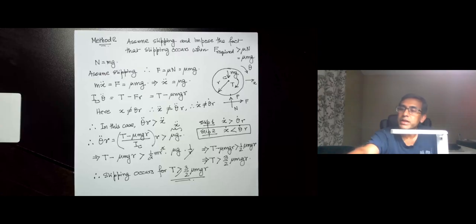Our goal was to determine what motive torque is going to cause the wheel to slip, and the two methods, the first being assuming no slip and then imposing impending slip, and the second being assume slip and find the condition when it is valid. Both these methods gave consistent results, which shows that the physics that has been used to do the analysis is consistent. It follows the general laws and we are getting consistent results.